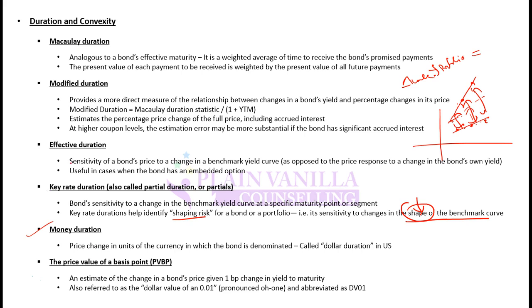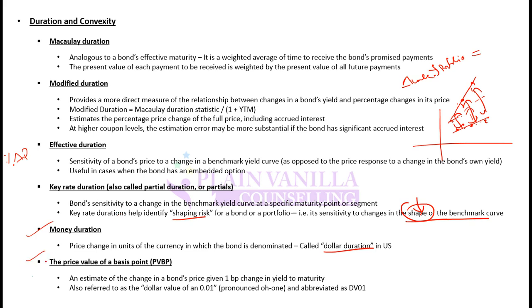Money duration: simply, if you multiply your duration with the price, you get it. So far in duration measures we have been calculating the change in price in percentage terms. If you calculate it in money terms or dollar terms, that is known as money duration. And specifically if you are calculating it in US dollars, then it is also called dollar duration.